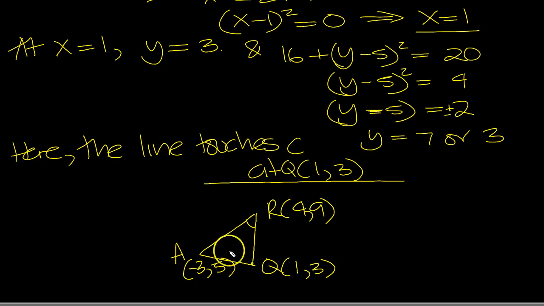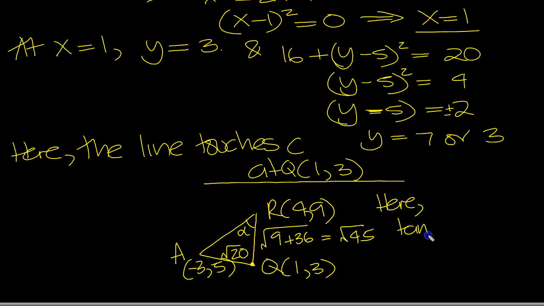We know this distance here is root 20, because Q lies on the radius of the circle. This distance here, AR, just do a triangle thing for this distance. We've got a difference in the x's of 3, so that would be 9 when you square it, and then this difference in y is 6, so that would be 36. 36 and 9 is root 45. So tangent of the angle, tan alpha, will be root 20 over root 45.